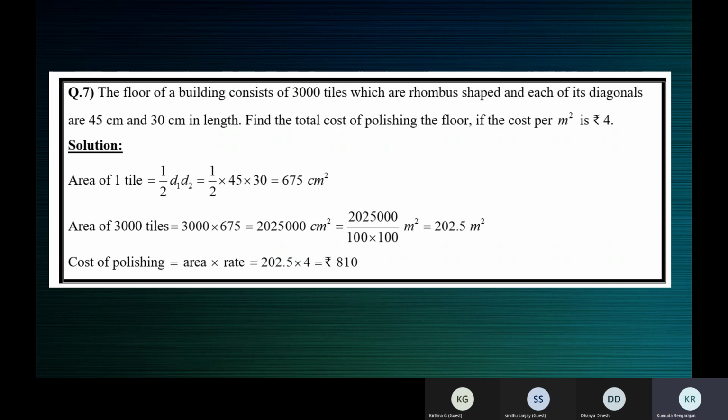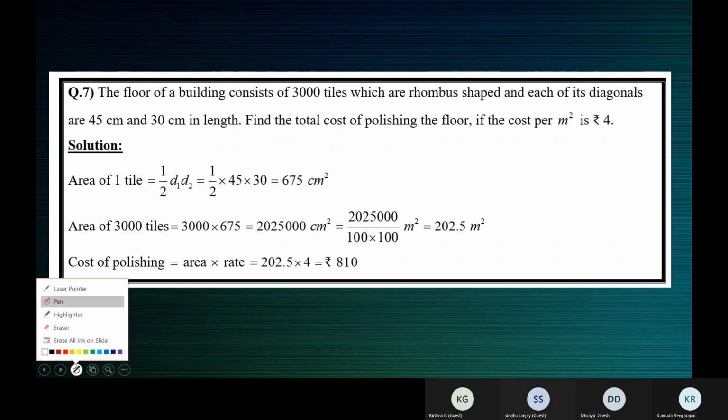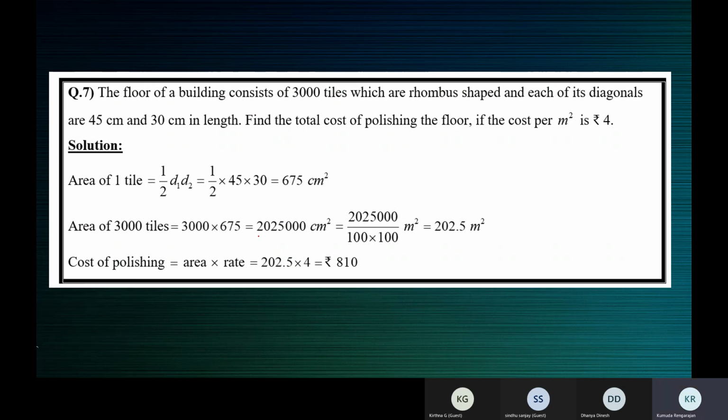So this is the area of 3000 tiles, or the floor area. Now this is in centimeter square. To convert centimeter to meter, we need to divide by 100. To convert centimeter square to meter square, divide by 100 2 times. So it's dividing by 10,000.